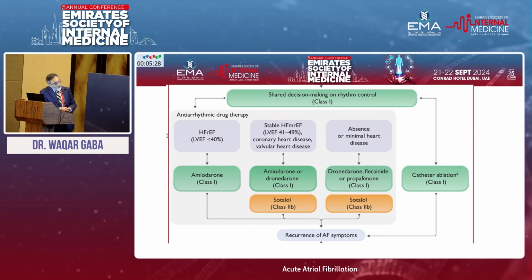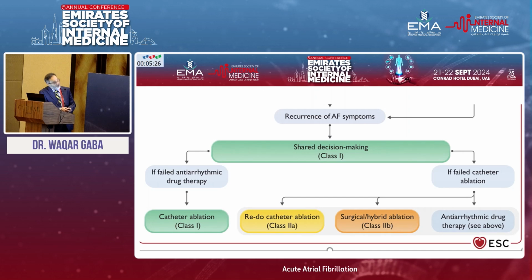If you continue to have recurrence of AF symptoms after that, again go back to shared decision making. You can see how many times they keep using this shared decision making, that it has to be shared with the patient and the physician. If you failed antiarrhythmic therapy, you go for catheter ablation. You also have options if you failed in this, redo or surgical or antiarrhythmic therapies as before.